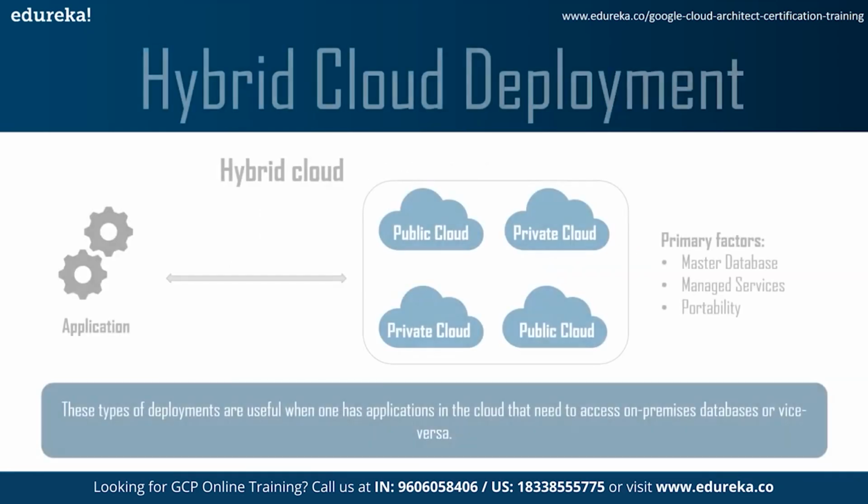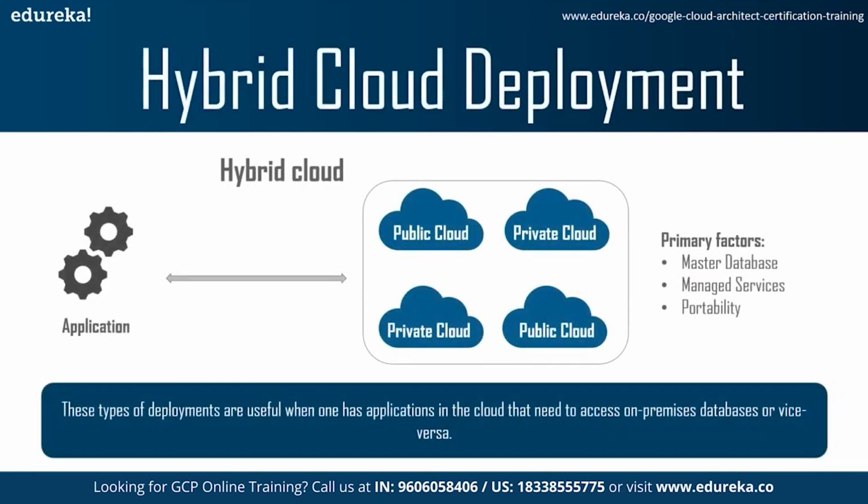The second is hybrid cloud deployment. These types of deployments are useful when one has applications in the cloud that need to access on-premises databases or vice versa. There are three primary factors to be considered when deploying a hybrid model, with some data on cloud platform and some on-premises. So that's why it's been shown like a public cloud and private cloud. And in primary factors, the first one is a master database. First and foremost, you need to decide whether your master database is stored on premises or on the cloud.